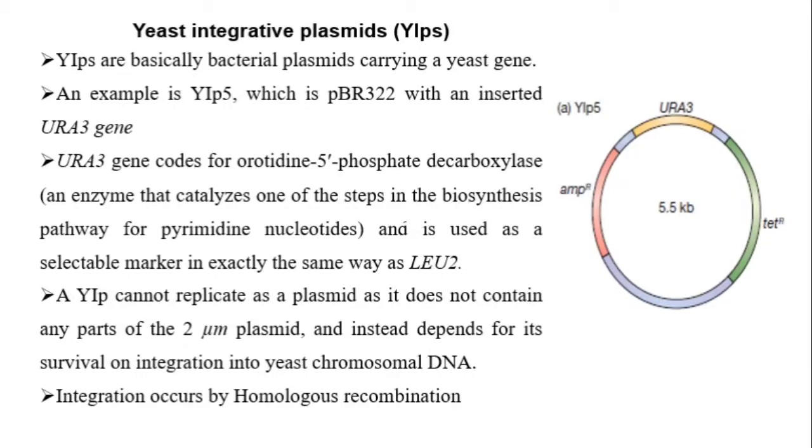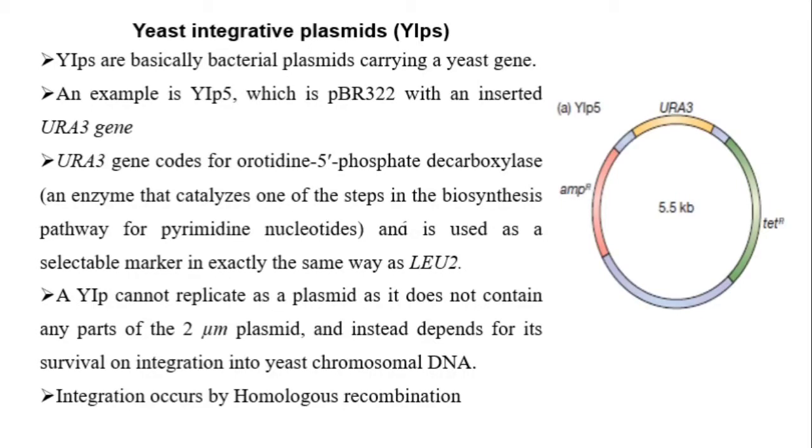An example of a YIP is YIp5. YIp5 is a yeast integrative plasmid that is a pBR322 plasmid sequence with an inserted URA3 gene. The URA3 gene is actually present in yeast.